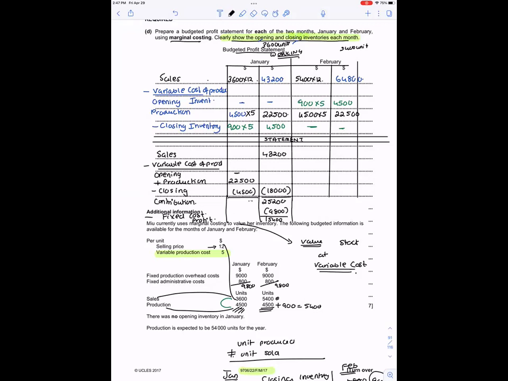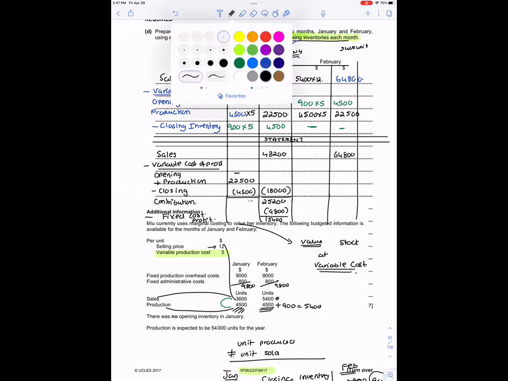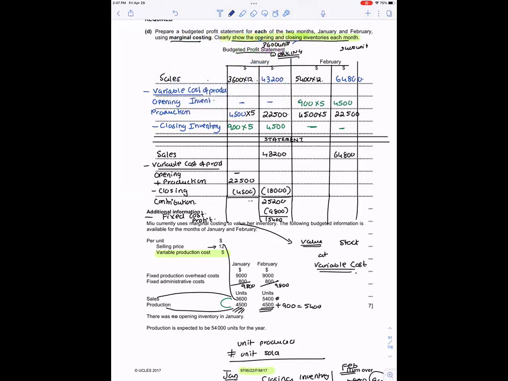Come on, let's talk for February. What is the sales for February? 64,800. What is the opening inventory for February? The closing inventory over here would be the opening inventory for February. So opening inventory is 4,500. What is the production cost for February? 22,500. And there is no closing inventory.